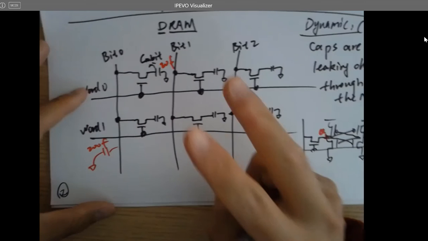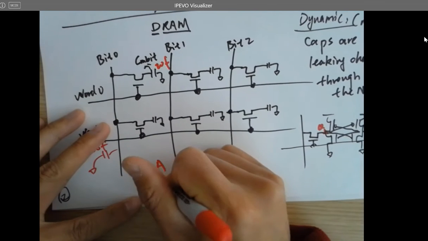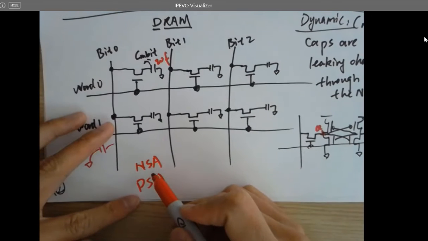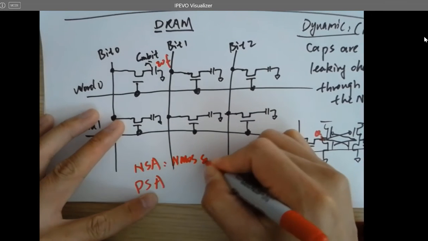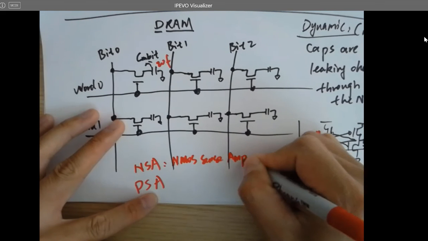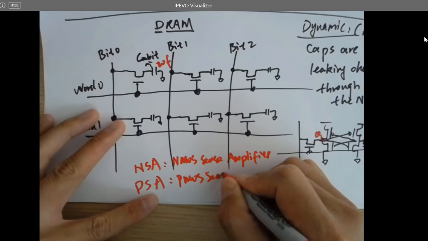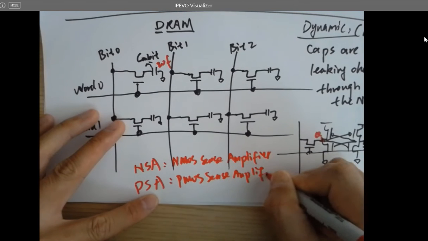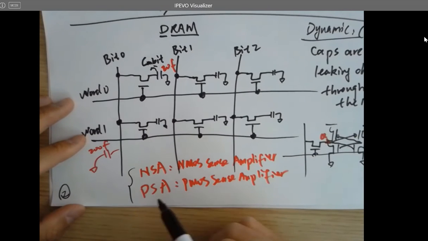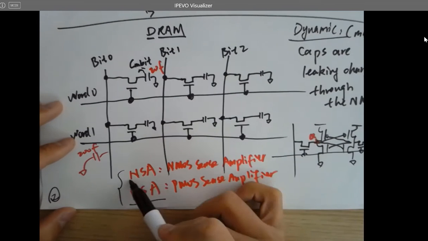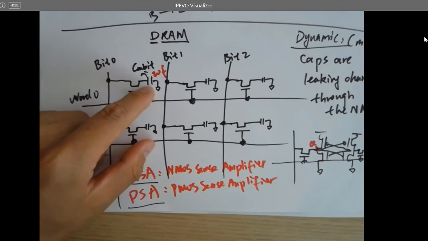So there are two types of sensing circuit. One is called NSA, one is called PSA. The NSA is an NMOS sense amplifier. This is PMOS. If you want to pull it up all the way to VDD, you need this one. If you want to pull it down to the ground, you need this one. So you need both because the cell can store 0 or 1. You don't know.